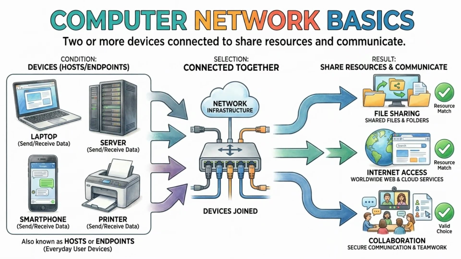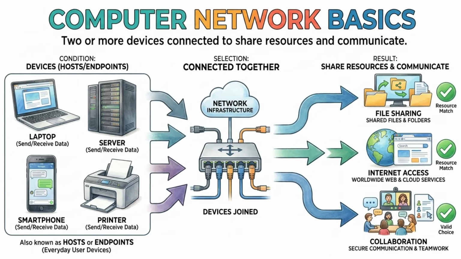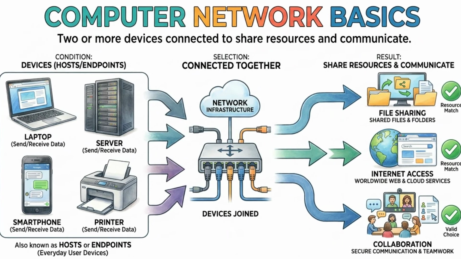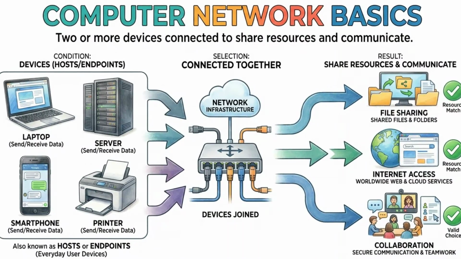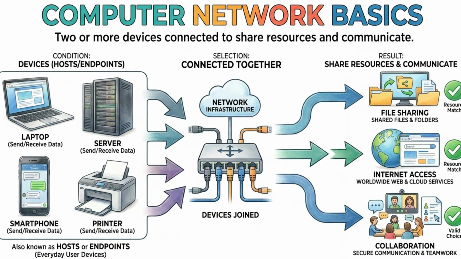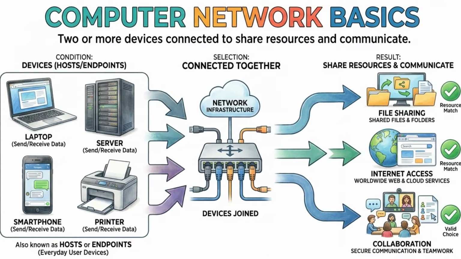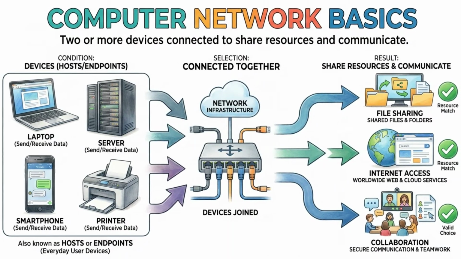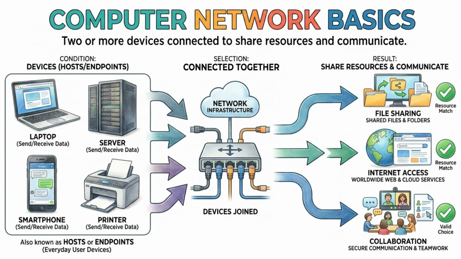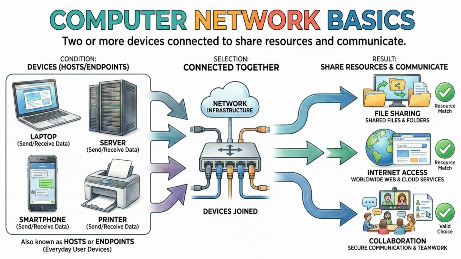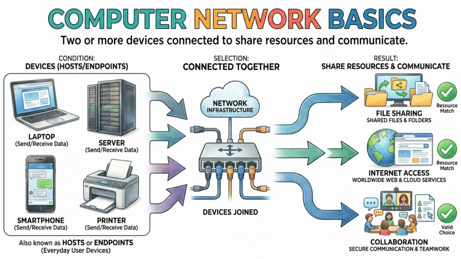Let us start by defining what a computer network actually is, so we have a clear starting point. At its simplest, a network is a group of two or more devices connected together to share resources and communicate with one another. These devices, which we often call hosts or endpoints, can be anything from the laptop you are using right now to smartphones, printers, or massive enterprise servers. In the real world, networks allow employees to share files, access the internet, and collaborate securely across different office locations. Whenever you hear the term endpoint on the CCNA exam, just remember it refers to these everyday user devices that send and receive data.